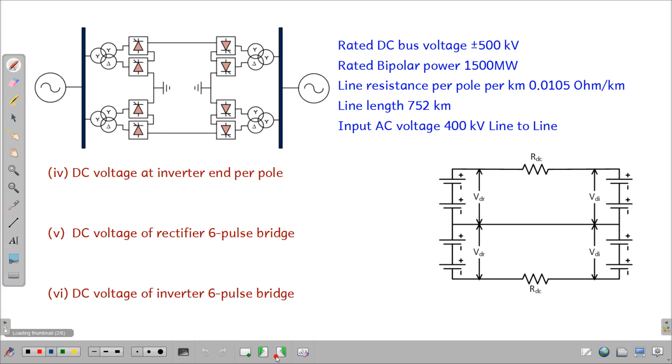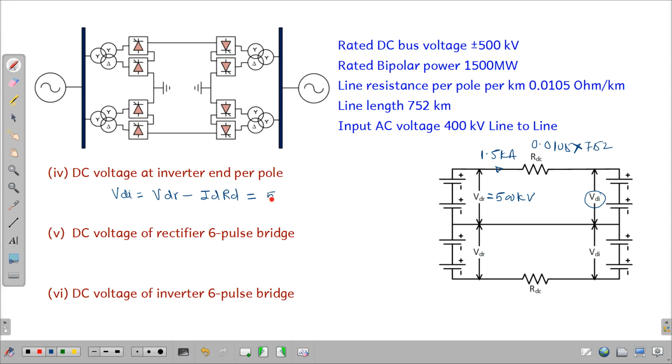In the next section of the problem, we have to calculate the DC voltage at the inverter end. We determined that this voltage is equal to 500 kV, the current flowing is 1.5 kilo ampere, and the resistance of the line is 0.0105 multiplied by 752 kilometers. So the voltage at inverter end per pole, VDI, is equal to VDR minus ID into RD. Simple, we have to apply KVL here.